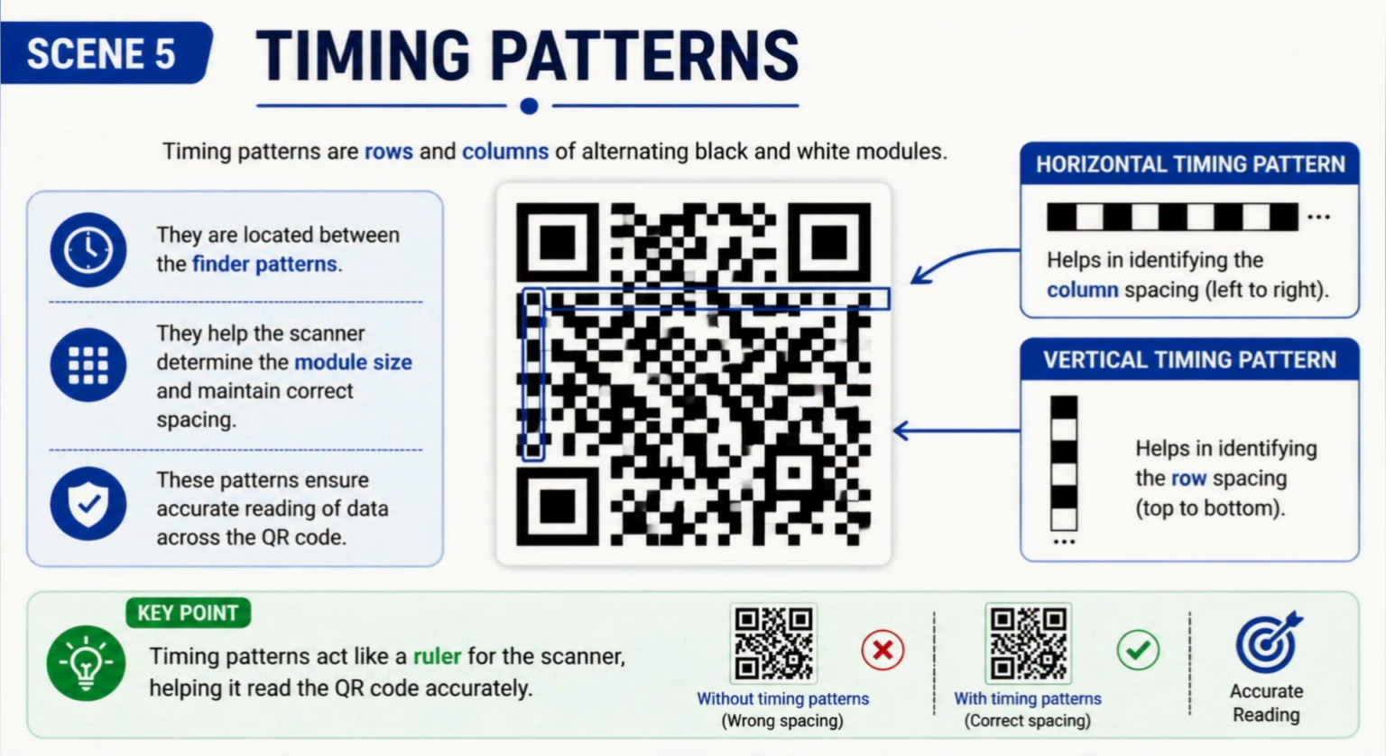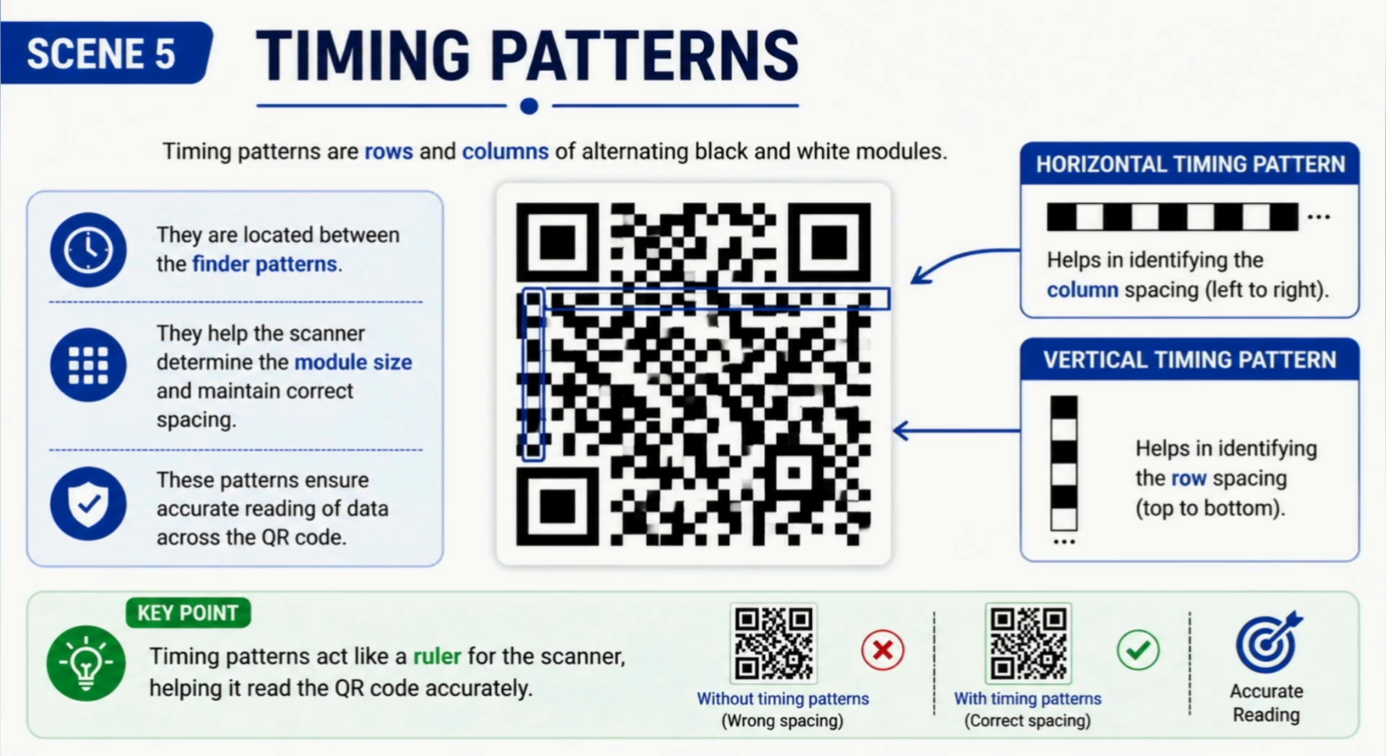And the next one is the timing patterns, that is grid formation. Timing patterns are lines made up of alternating black and white modules. They are located between the finder patterns horizontally and vertically. Their main function is to help the scanner understand the structure of the grid. They mainly define the rows and columns of the QR code. This helps in locating each data module precisely.